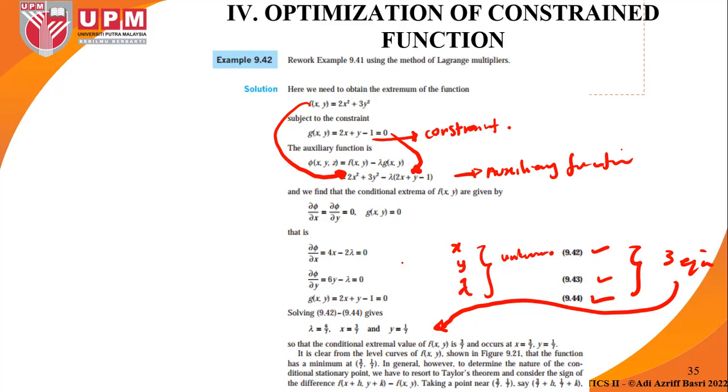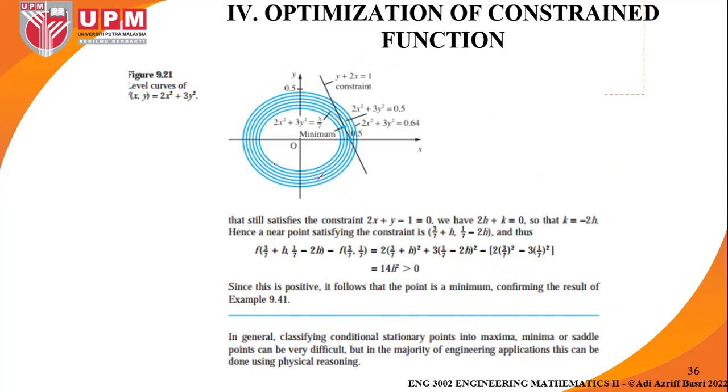Okay. So it's clear from the level curve of f(x,y) shown in figure 9.21 that the function has a minimum at 3/7 and 1/7 in general. However, to determine the nature of the condition at a point, we have to use Taylor's theorem to consider the sign of f(x+h, y+k) minus f(x,y), taking the point 3/7 plus h and 1/7 plus k. Let's satisfy the constraint 2x plus y minus 1 equal to 0. So we have 2h plus k equal to 0, so that k is negative 2h. Hence, a nearby point satisfying the constraint is 3/7 plus h, 1/7 minus 2h.